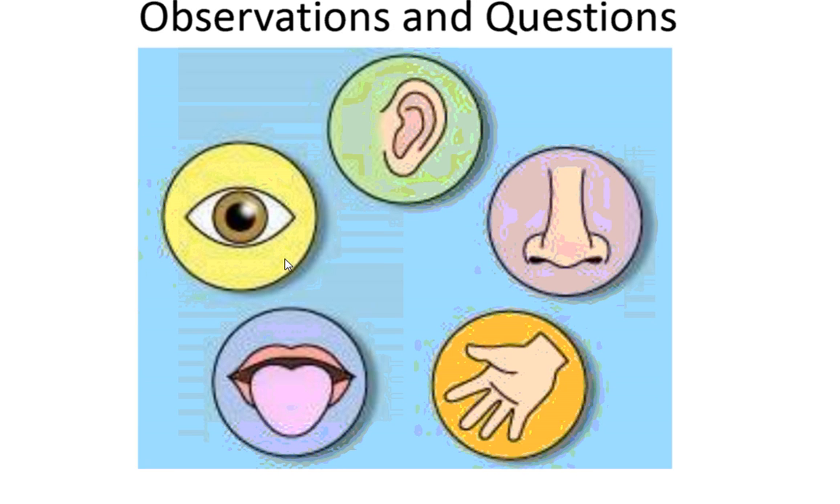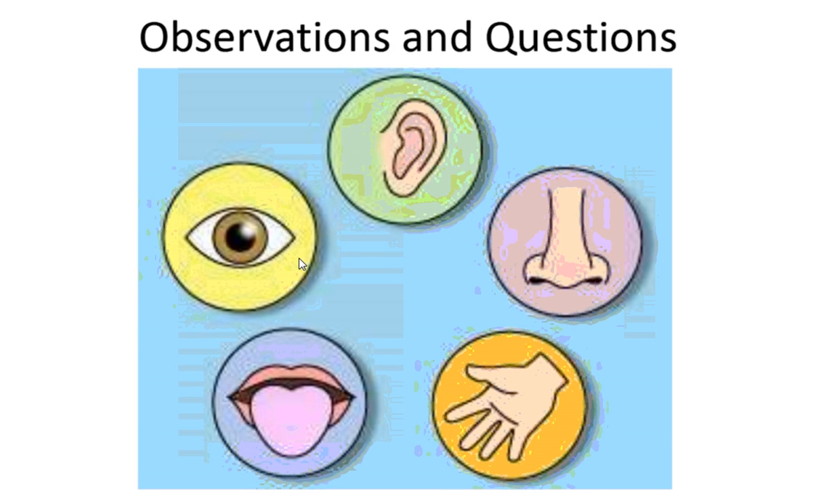What are our five senses? Well, you learn these in elementary school. Seeing, hearing, smelling, touching, tasting. And this is how our body gathers information from the world, sends it to our brain so that our brain can do something with it.